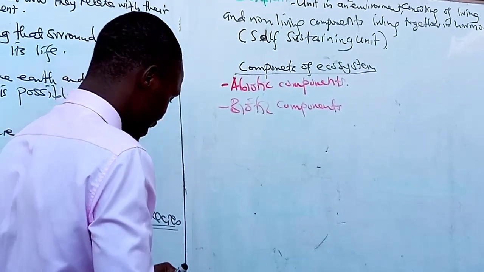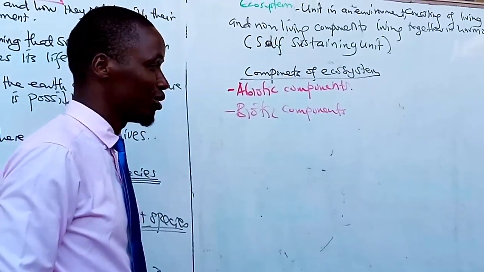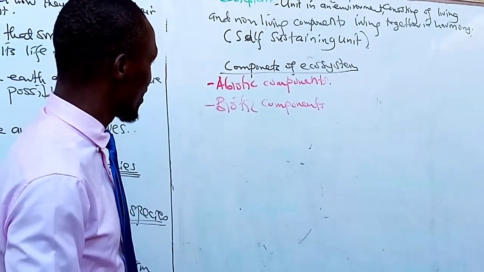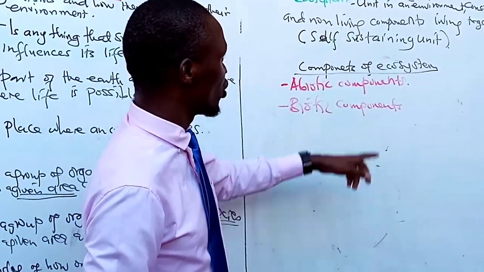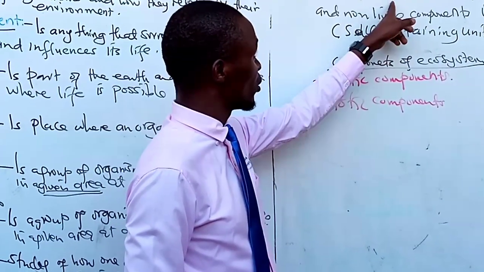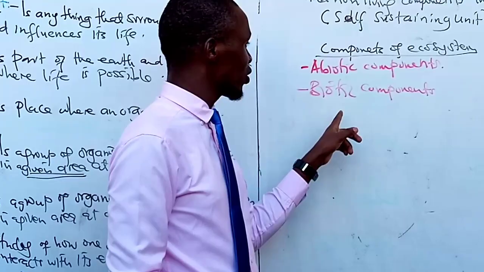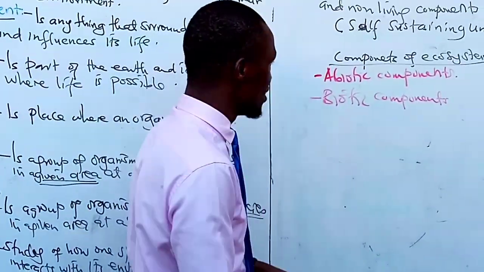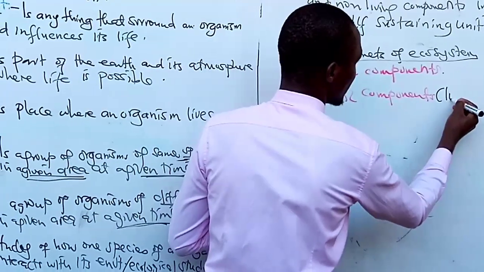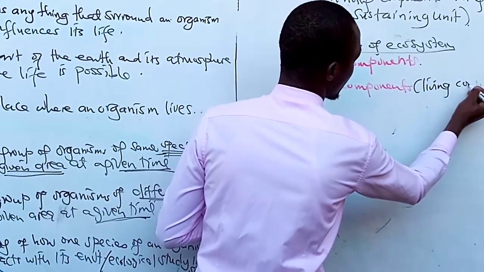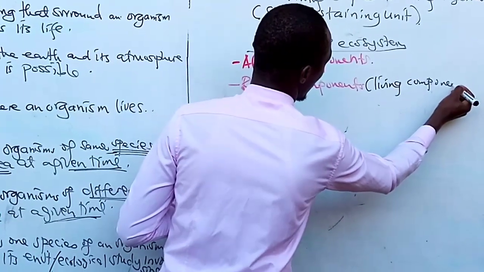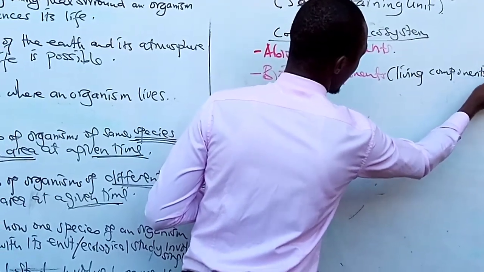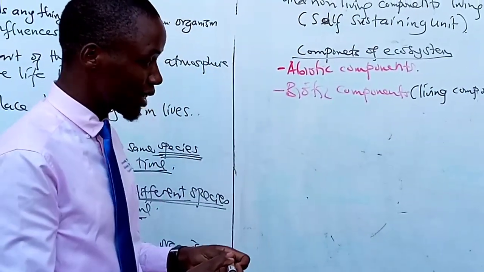I know some of you are like, but now you have brought in other new things. We thought you were going to get from the title. Yes, I've gotten it from this definition. Now, bio, I've told you what bio means, life. So when I talk about biotic component, I mean the living component. So an ecosystem has the living components, those components which have got life.